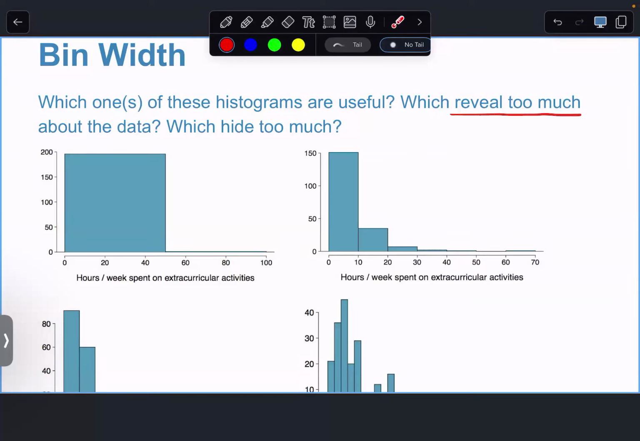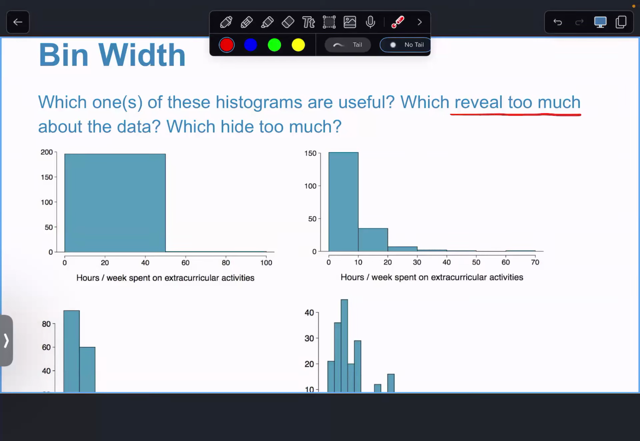So here, bin width here seems to be 50. Right, because this, I'm assuming, is 50. Of course, 49.9 and 50 or something like that. But we're not too picky.